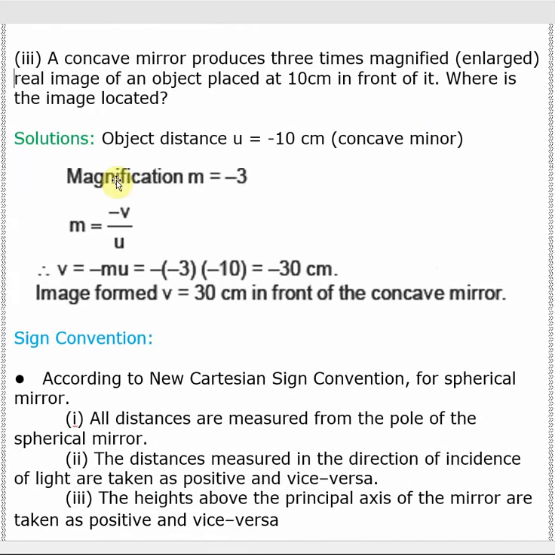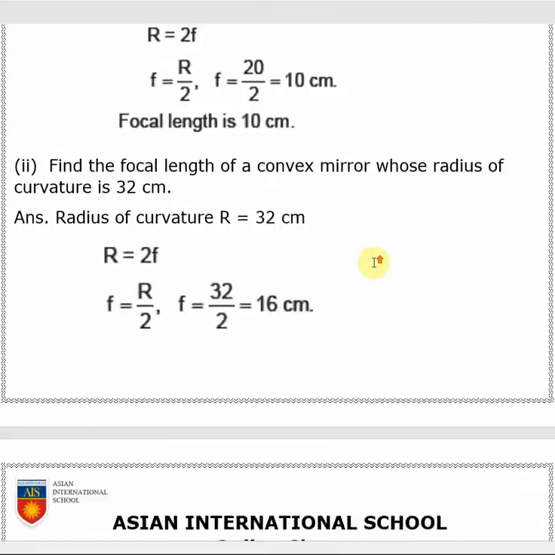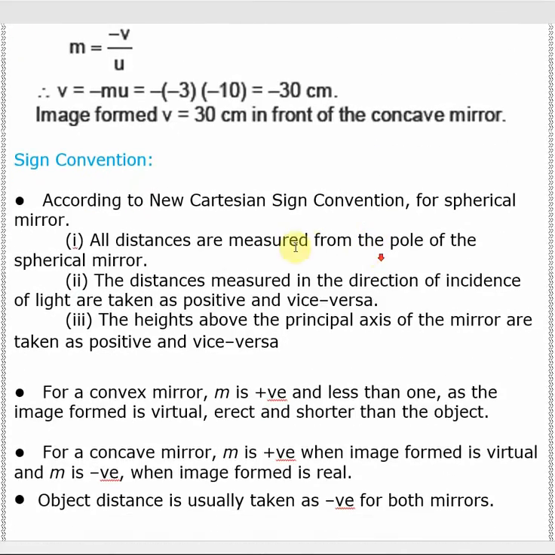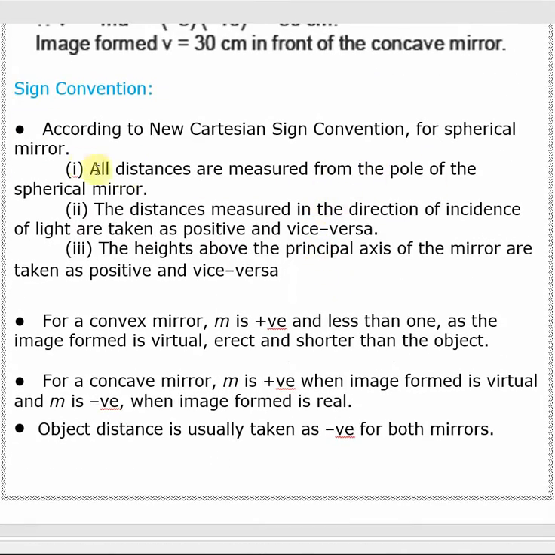Now to understand this sign convention, which one will be minus, which one will be plus, for which formula, we have some conventions written here. According to this, the Cartesian sign convention, all distances are measured from the pole of the spherical mirror. We have to understand that distance for an object or image is always measured from the pole of the mirror.